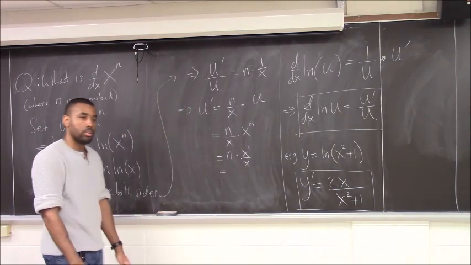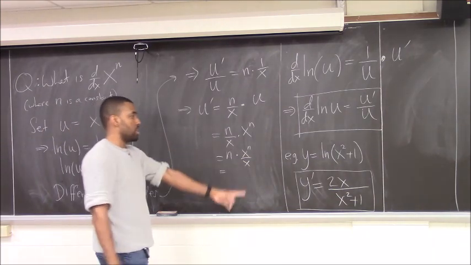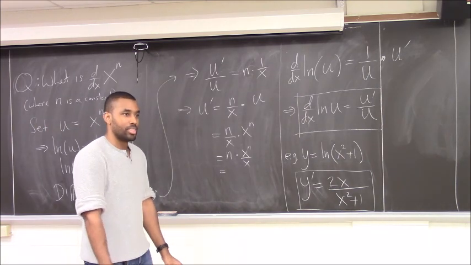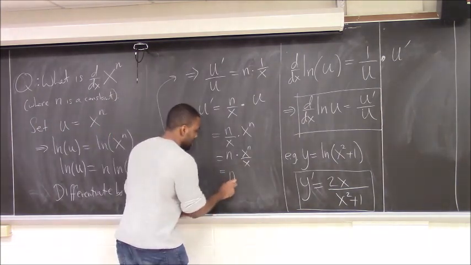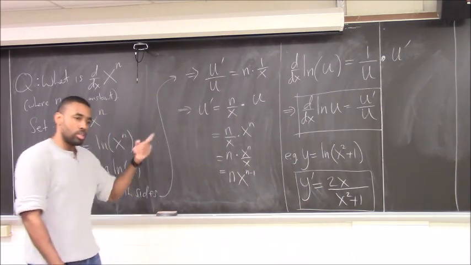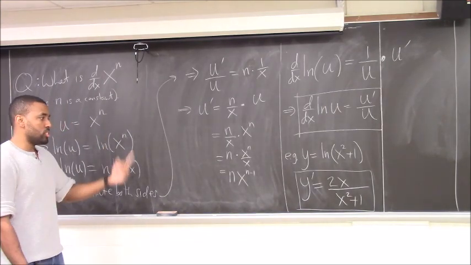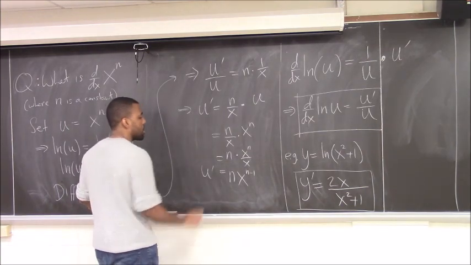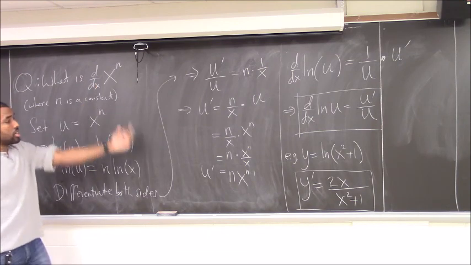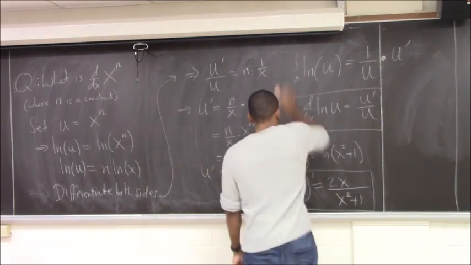And what is that? What is x to the n divided by x? Laws of exponents. Yes, x to the n minus 1. The power in the bottom is 1, and so we can use the laws of exponents. Dividing things on the same base, you subtract the powers. So that's my u prime. In other words, the derivative of something that looks like x to the n is n x to the n minus 1. This is a very important rule. It's called the power rule.